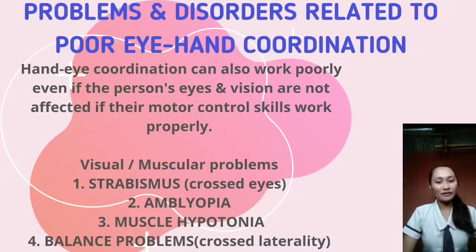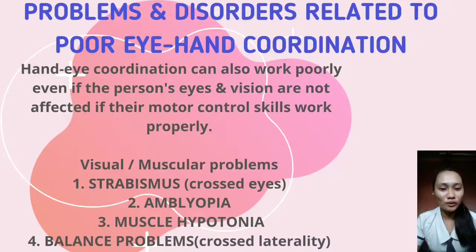Any alteration of the visual and motor system can significantly affect eye-hand coordination. Visual or muscular problems include strabismus or crossed eyes, amblyopia, muscle hypotonia, balance problems, or crossed laterality.